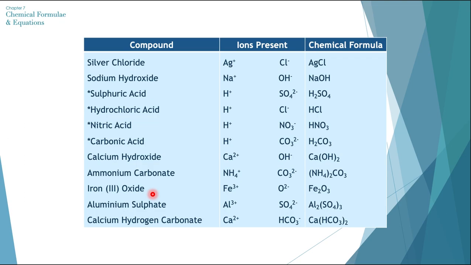Water's formula is H2O, 2 hydrogen atoms and 1 oxygen atom. Then we have ammonia, whose formula is NH3, 1 nitrogen atom, 3 hydrogen atoms. Then we have carbon monoxide, whose formula is CO.